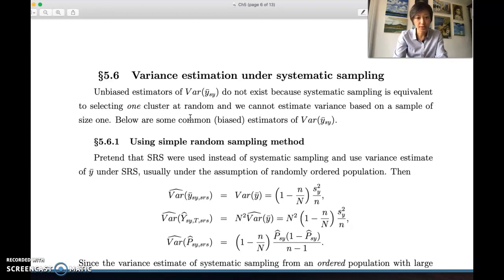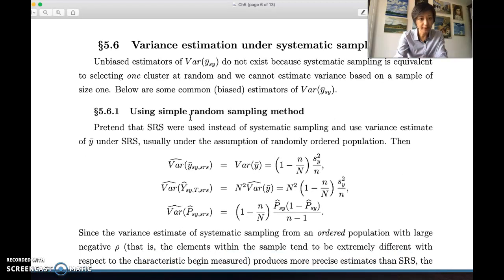We would use a simple random sampling method. We would use a repeated systematic sampling, the half-size, and differences method. In the following, we'll talk about that. First of all, we can use the simple random sampling method. So assume that the population itself is quite randomly distributed. Whether we select the sample randomly or in a systematic way, it does not matter.